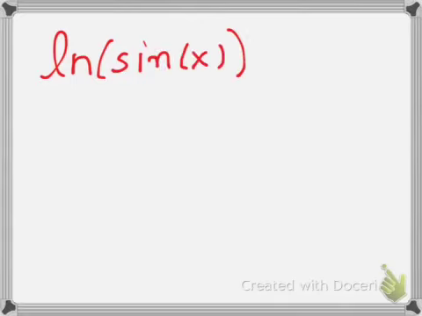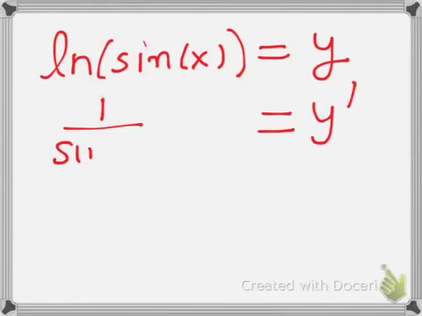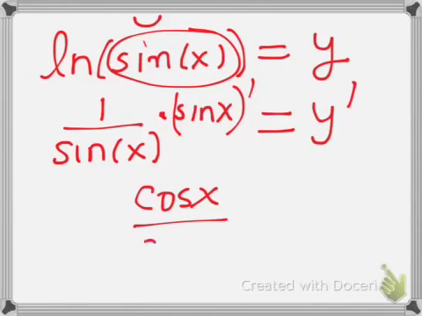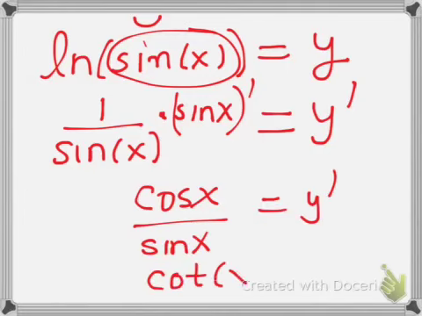So let's do one more. What about natural log of sine x? What's the derivative of this function? Same thing, if I'm looking for y prime, I have to move sine to the denominator. That's my first thing. But since I'm using the chain rule, I'm using this as my u. So multiply by the derivative of sine x, which is cosine x. So I have cosine x divided by sine x equals y prime, and that's nothing but cotangent x. So the derivative of natural log of sine x is cotangent x.